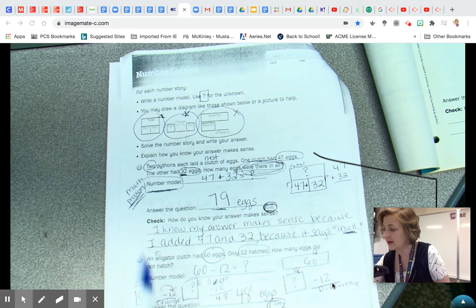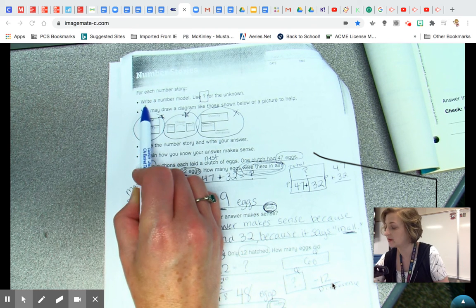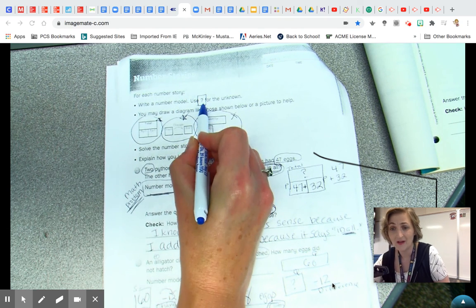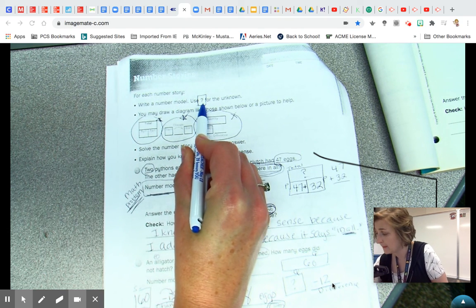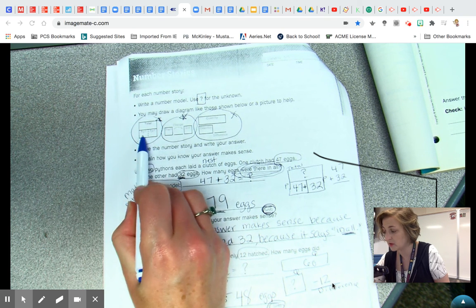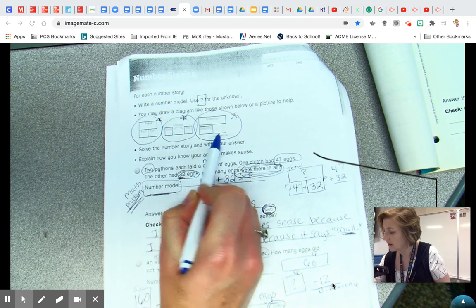All right. So we are writing number stories, okay? And we are going to write a number model for each one, and we're going to use the question mark for the thing we don't know, okay? And we're going to use two different diagrams. We're going to use the part total and the change diagram. We're not going to use this one right now, okay?